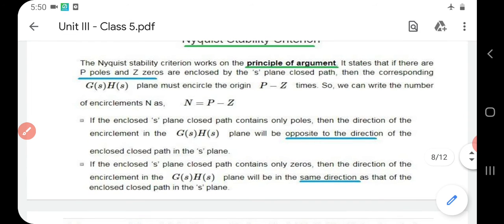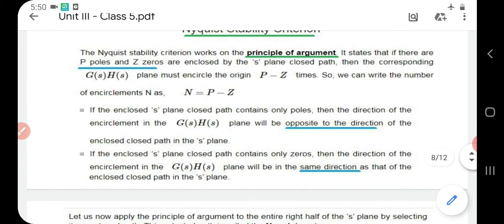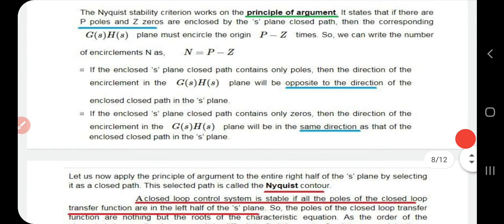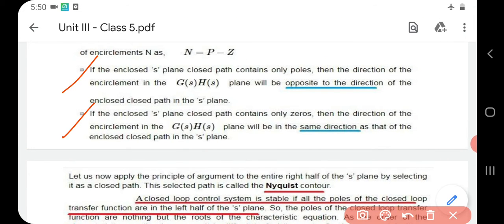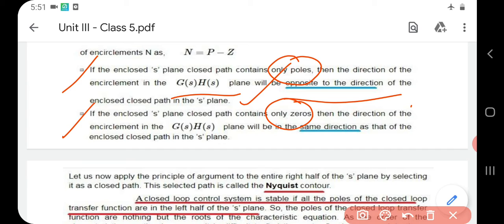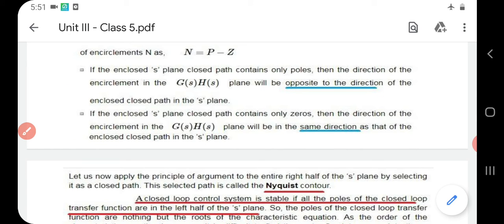So what are the conditions or the criteria for this Nyquist stability criterion? These two. That is, if the enclosed S-plane closed path contains only poles, then the direction of encirclement in the G(s)H(s) plane, that is the direction in which all these poles and zeros are enclosed, will be opposite to the direction of the enclosed path in the S-plane. Now if it contains only zeros, then what about the direction of the encirclement? It will be in the same direction as that of the enclosed path in the S-plane. So these are the two Nyquist stability criterion statements.